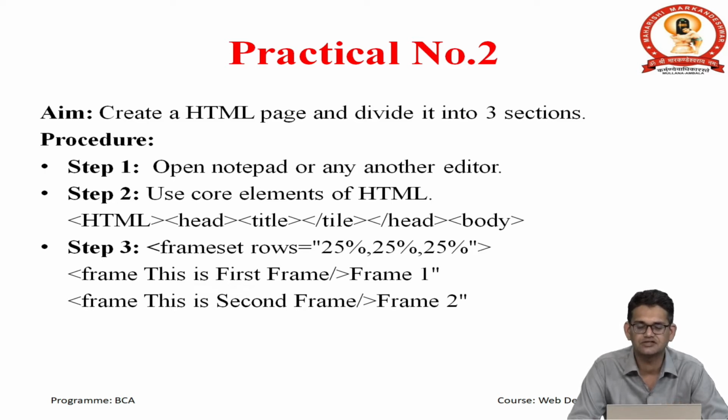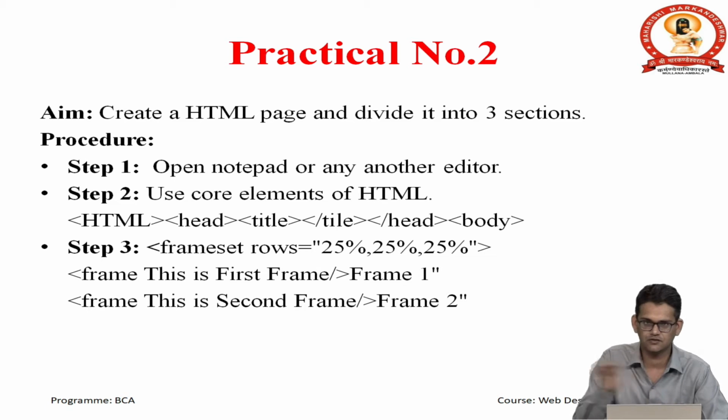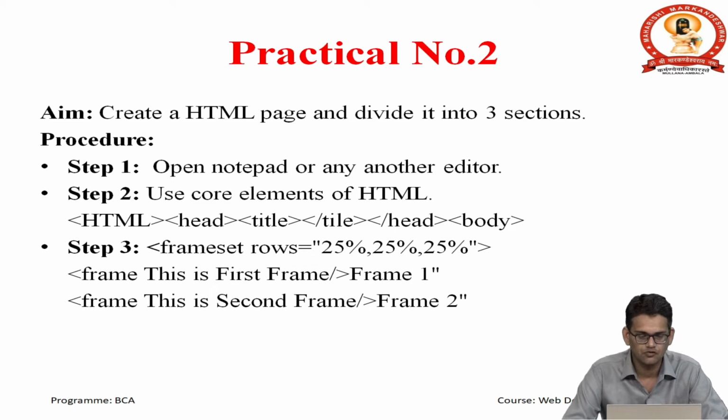Here in step number 3, we have divided the entire page into 3 sections, named here as rows 25, 25, 25%, or we can use columns. If you divide the page into rows, it will be bifurcated like this, and if you divide it into columns, it will be divided like this. We will add the first name in frame 1, the second name in frame 2, or we can add other HTML pages we have already created. How to do that I will show you in the practical.